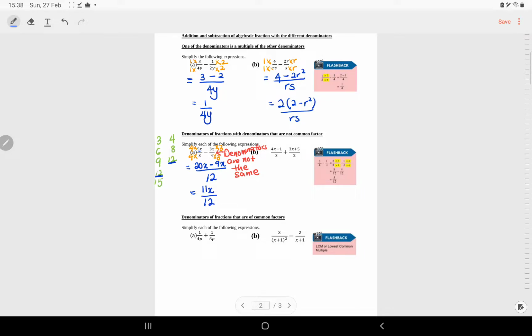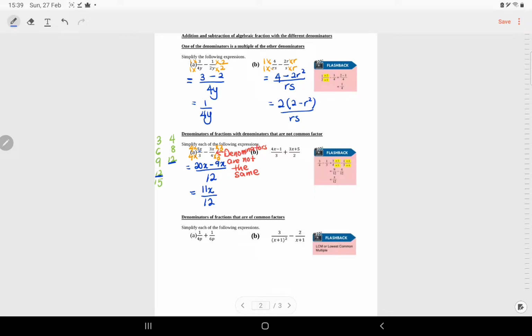Now that's one way of doing it, using the lowest common multiple, or you can use the easiest common denominator, where you just take the product of the denominators, 3 times 4, and then you have 12. That's another way of doing it as well. So you look at denominator 3 and denominator 4, take the product, which is 12, so you have a common denominator of 12.